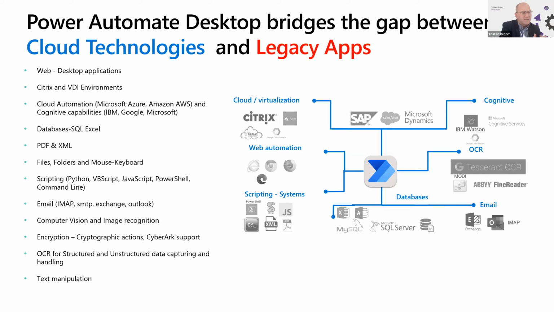And the Power Automate desktop is really that central part of it. You can see by this graph on screen that there are many touch points that I'm sure we're all familiar with: particular automations, particular databases that might be on-premise, so physically sat on a server somewhere, or indeed email and the like as well. And the Power Automate desktop bridges the gap between cloud technologies and legacy applications at that point.